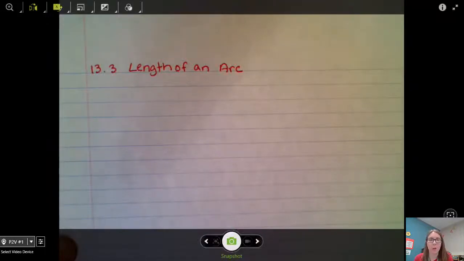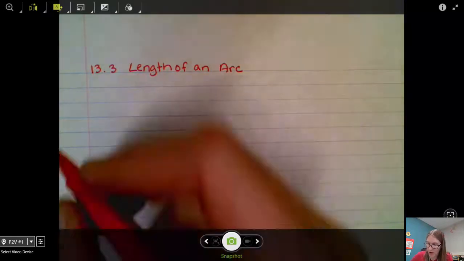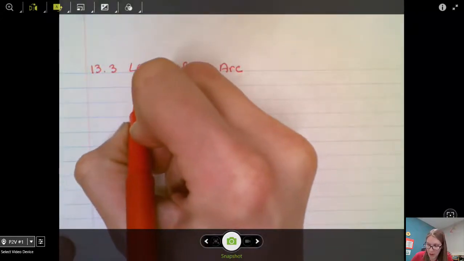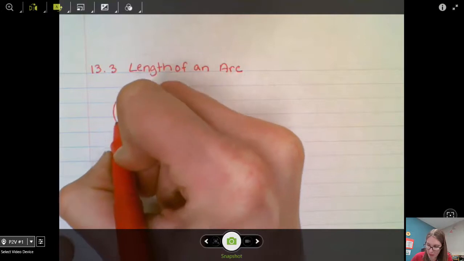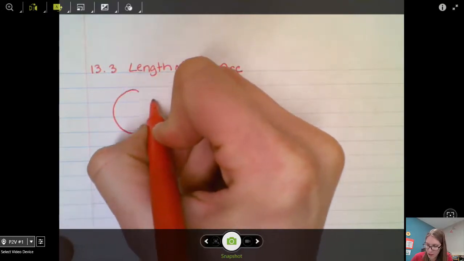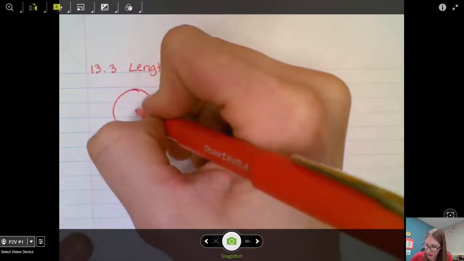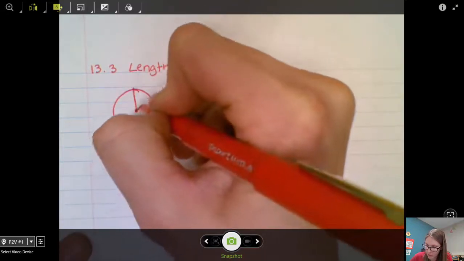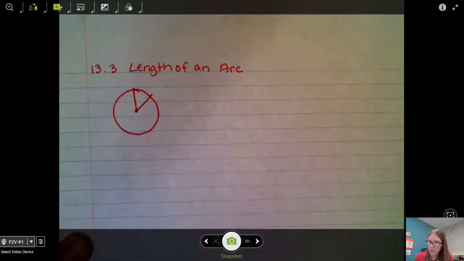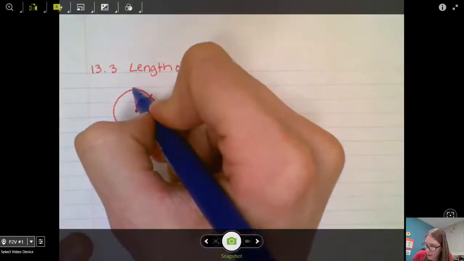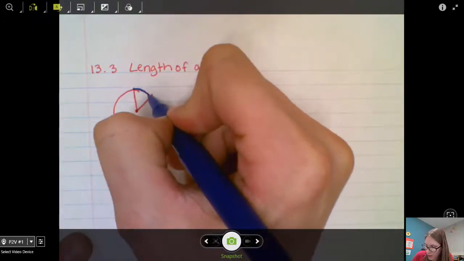One of the things that we can do with our angles and radians is to determine the length of an arc on a circle. So let's recap real quick what on earth an arc is from geometry. So if we have a circle, and here's the center of our circle, this piece of the circumference of the circle is an arc.